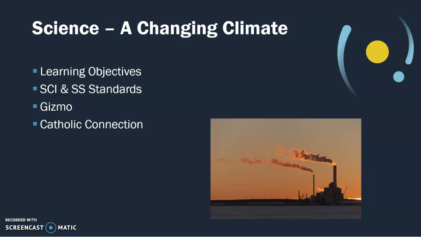So maybe students would come up with a plan to restore the stairs so that they would be able to be used again. So this connects to the Catholic social teaching that we have a responsibility to protect the environment and its resources.